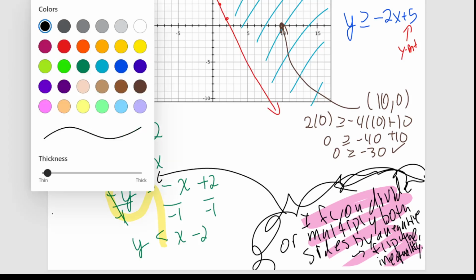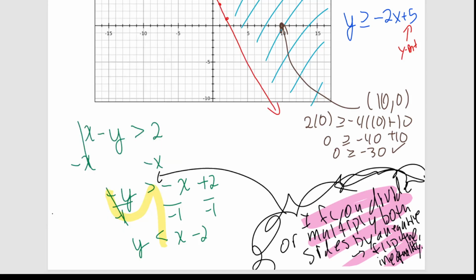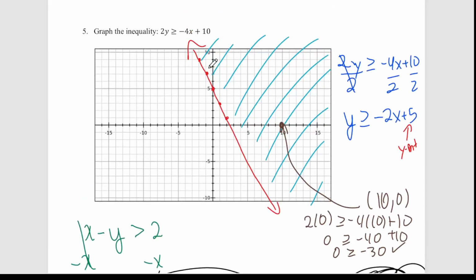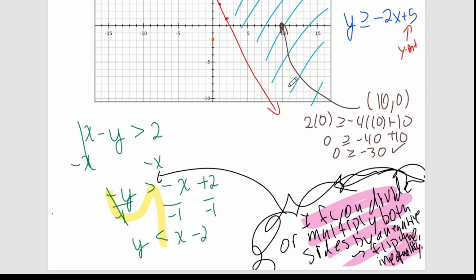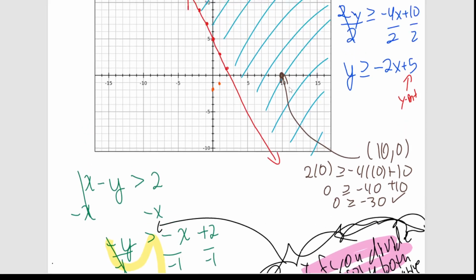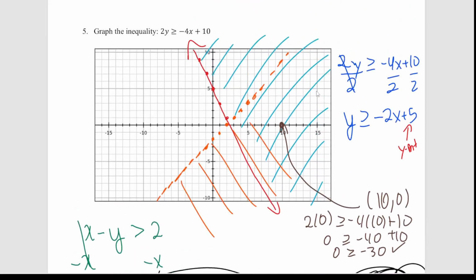And then the way that we would graph this would be just like we were graphing the other ones. So we would start at -2 as our y-intercept. It looks like in this case our slope is +1. And then we would want to use a dashed line because it is not or equal to. And then for that particular one, we would be shading below the line.